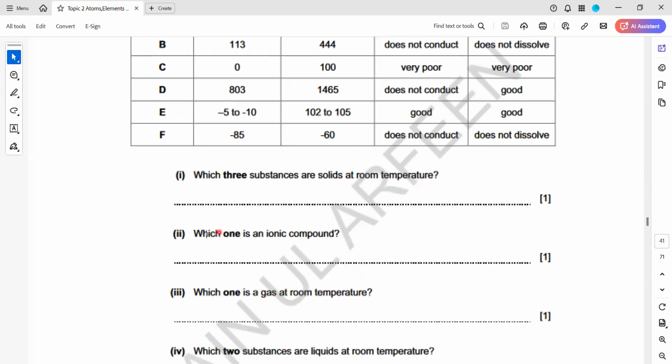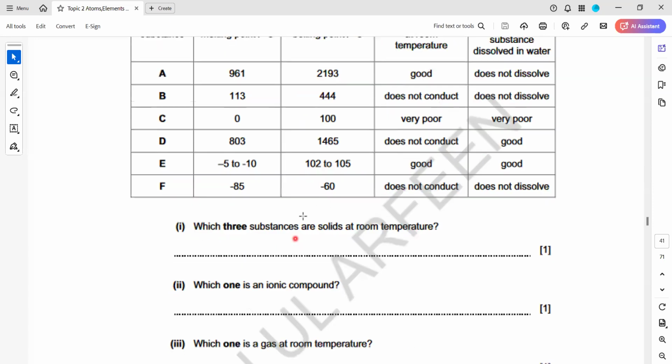For the second part, which one is an ionic compound? Why did we select D? Because what are the characteristics of an ionic compound? The ionic compound will have a high melting point and a high boiling point. They are not able to conduct electricity in a solid because the ions are not free, but in molten or aqueous state, it can conduct electricity. So all these property descriptions match with the ionic compound. That's why this is an ionic compound.